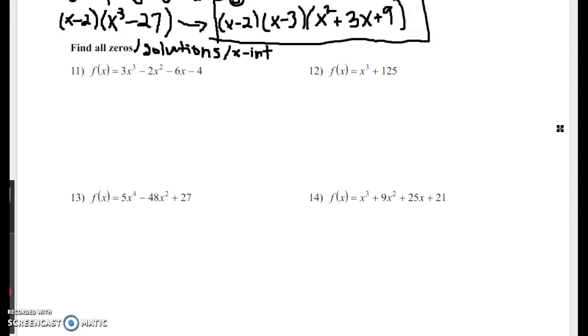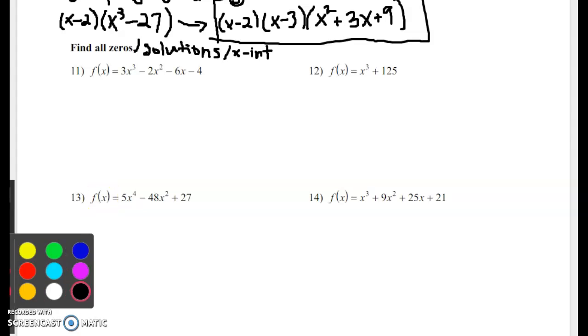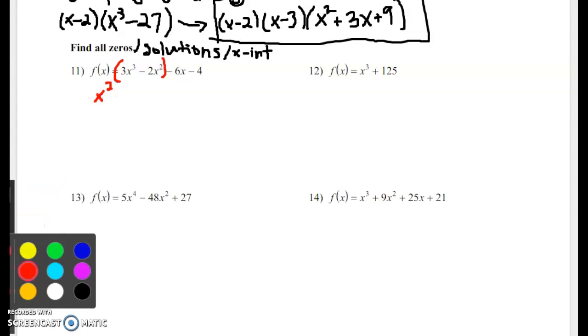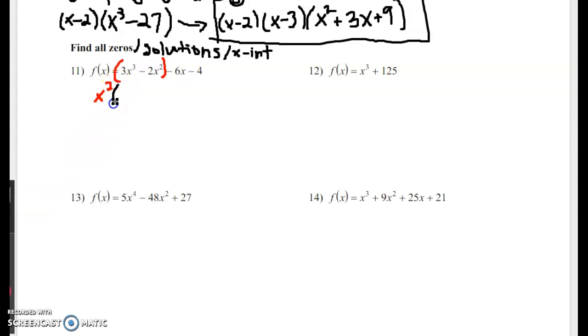So let's look at number 11, and I see 4 terms. So I'm going to try to factor it by grouping. Remember, with 4 terms, groupings kind of jump out at you. If I group these 2 terms, I get a GCF of x squared. That's great. And then I'm left with 3x minus 2. Then if I group the next 2 terms, I can get out a negative 2, I believe. So I get a negative 2.